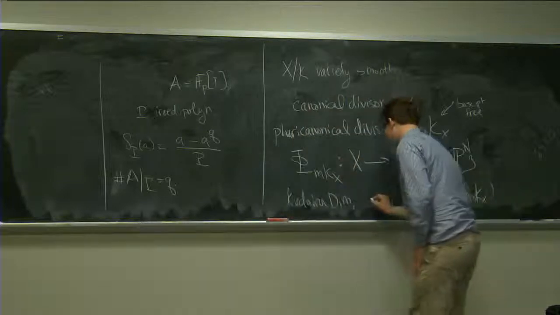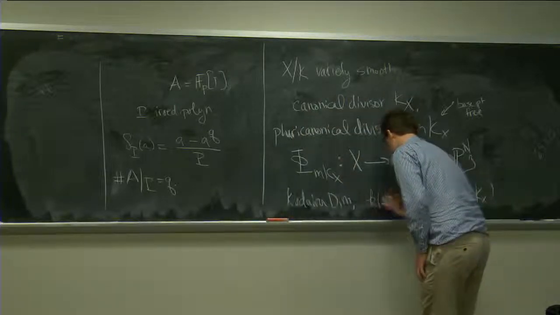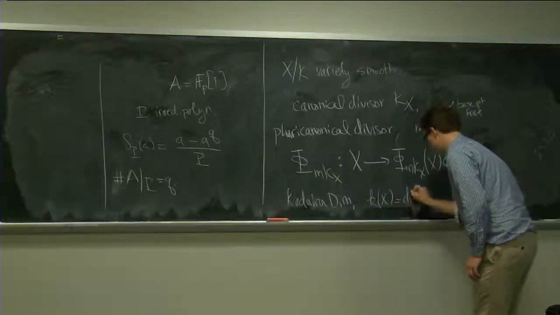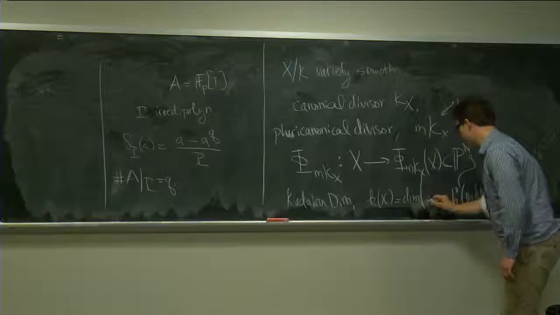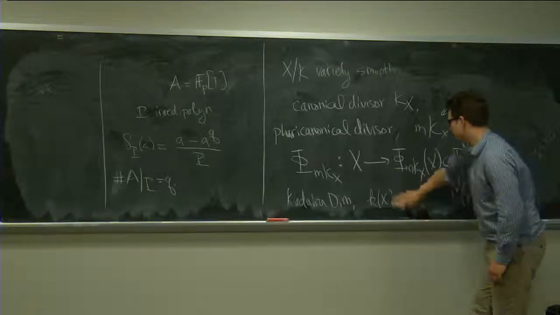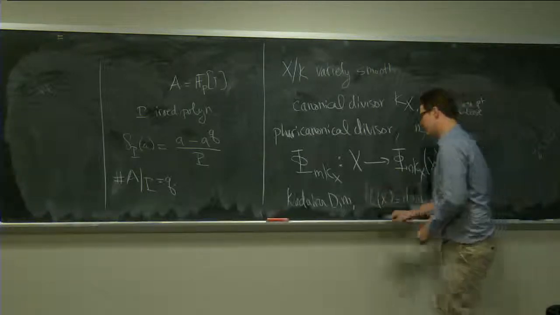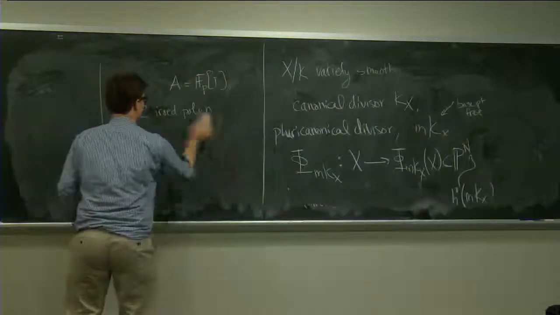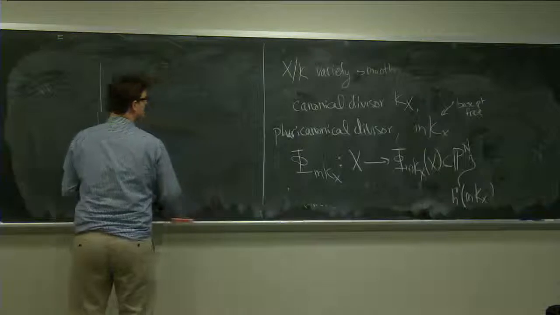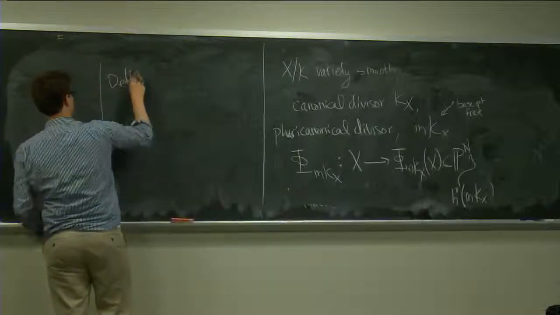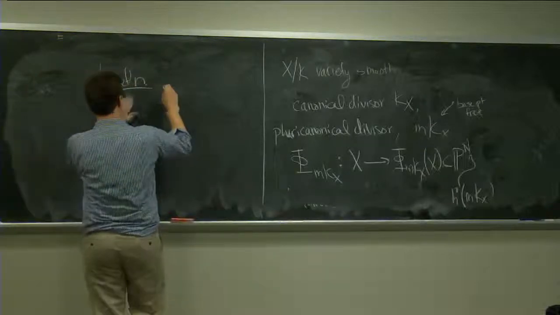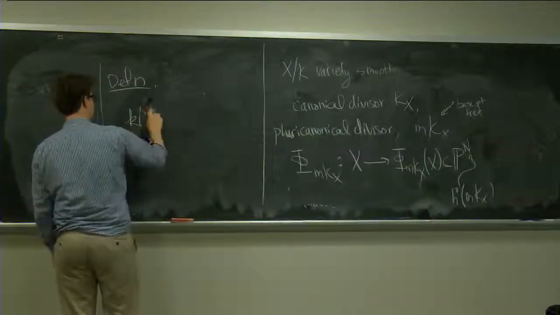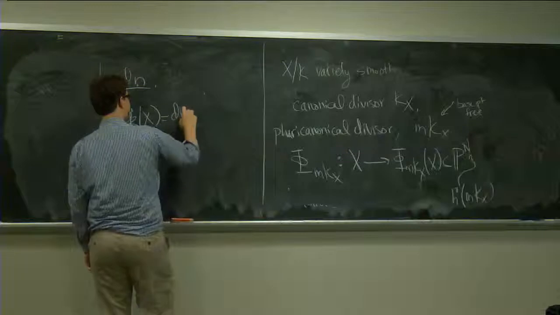So when I take this for large x, it's called kappa of x. So this is equal to the dimension of the image. So let me actually write the definition here. Okay, so the canonical dimension is equal to the dimension of the image.